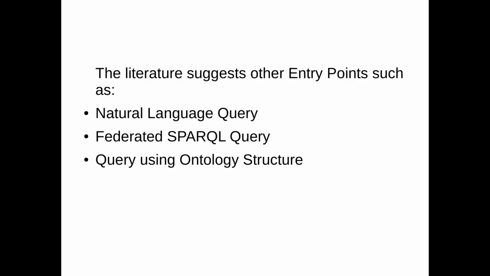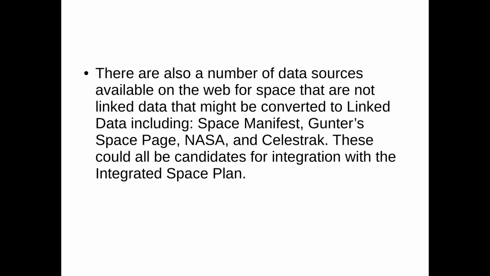We'd also like to link the Integrated Space Plan data to other data sets with linked data, such as the Whitepaper Lunar Settlement Index, the NASA spacecraft dataset, NASA facilities dataset, and DBpedia. There are also a number of data sources on the web for space that are not linked data that might be converted to linked data, including Space Manifest, Gunter's Space Page, more of NASA's data, and Celestrak for satellites. These could all be candidates for integration with the Integrated Space Plan.